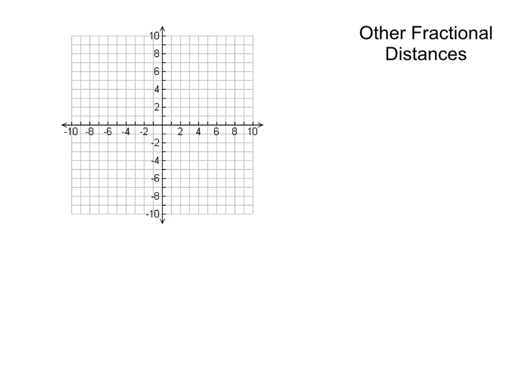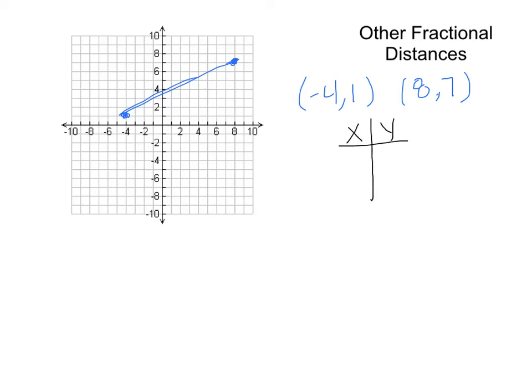Let's say we have the point -4, 1, and we have the point 8, 7. And we're going to find the midpoint of that segment. Now, we're going to actually think about what we're doing as we find the midpoint. And I'm going to use the table method because it helps highlight what's going on a little bit better. So we have -4, 1, and we have 8, 7.